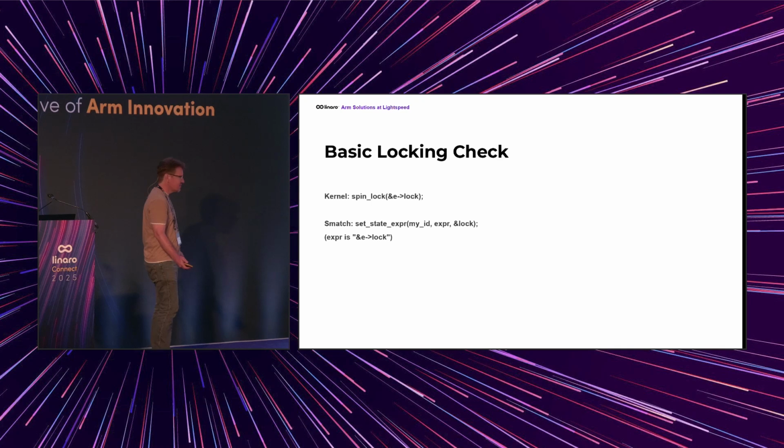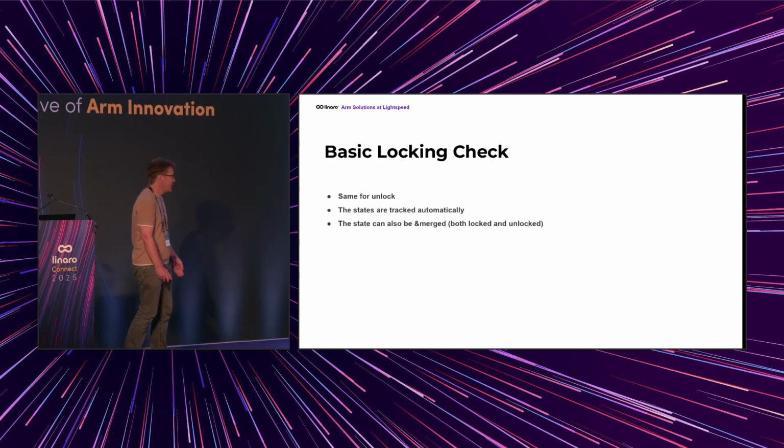So the basic locking check works like this. In the kernel, you've got a spin lock. Then in Smatch, you say, set the state of the lock to locked, which is quite simple. And then it's the same for the unlock. If you've got a spin unlock, you're going to set the state to unlocked. The flow analysis engine is going to track it automatically to say, is it locked now or is it unlocked now? And then they could also be merged. They could be both locked and unlocked.